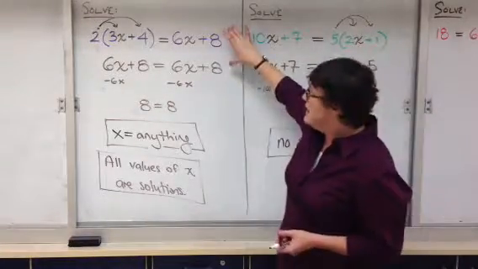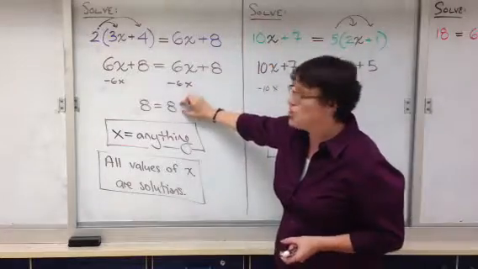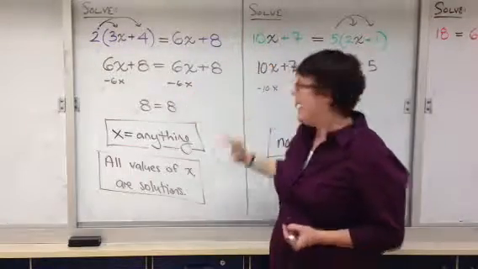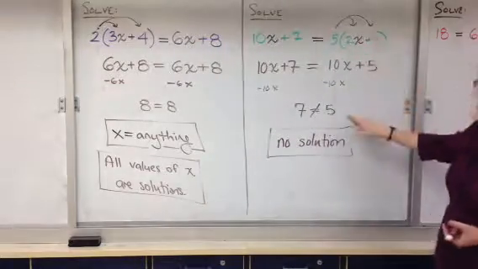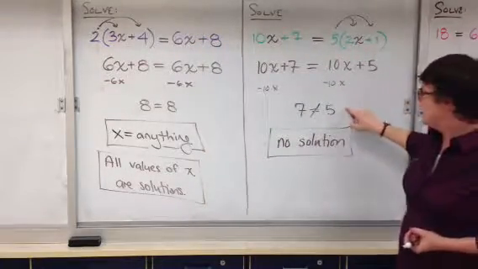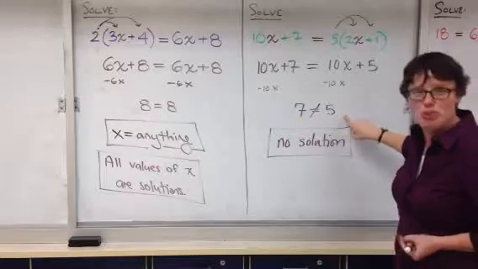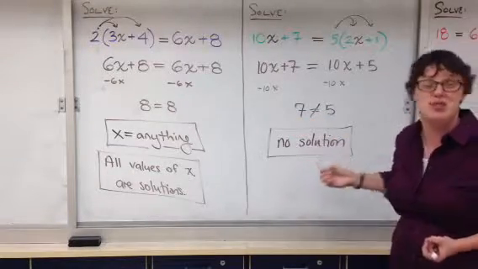If x is eliminated entirely, and it turns out the equation at its core is just true, x can be anything, and the equation works. If x is eliminated entirely from the equation, and it turns out that the equation is false to its core, it doesn't matter what x is, there's no solution.